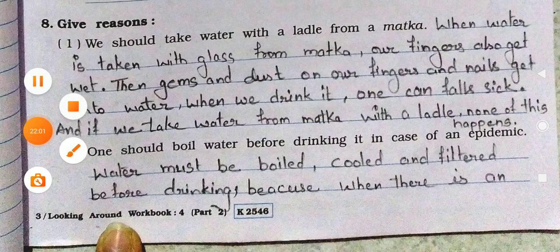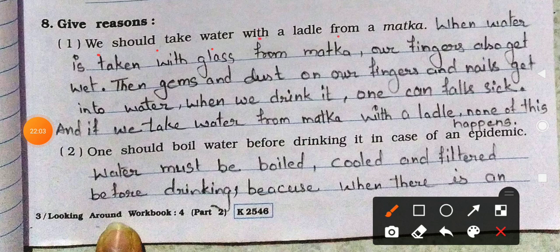Answer. We should take water from a matka with a ladle. When water is taken with a glass from the matka, our fingers also get wet. Then germs and dust on our fingers and nails get into the water. When we drink it, one can fall sick. And if we take water from the matka with a ladle, none of this happens. So always use a ladle to take water from the matka.